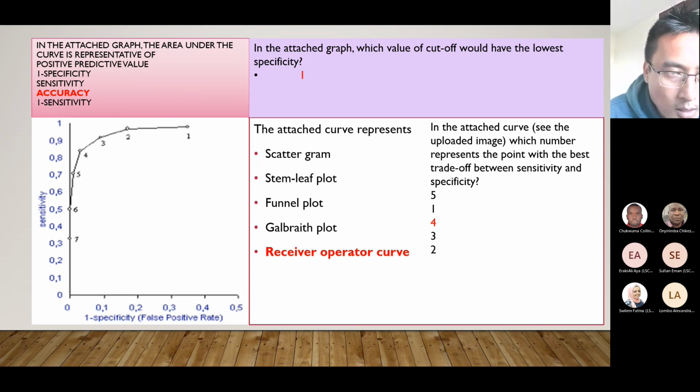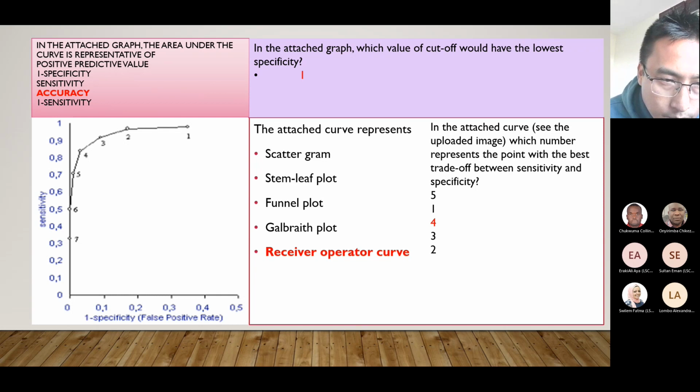So let us do a task. What type of graph is this? ROC. Which value would be the lowest for specificity? This is 1. In the above graph, what is under the curve? Accuracy. And to find out the best trade-off, you have to find out this.